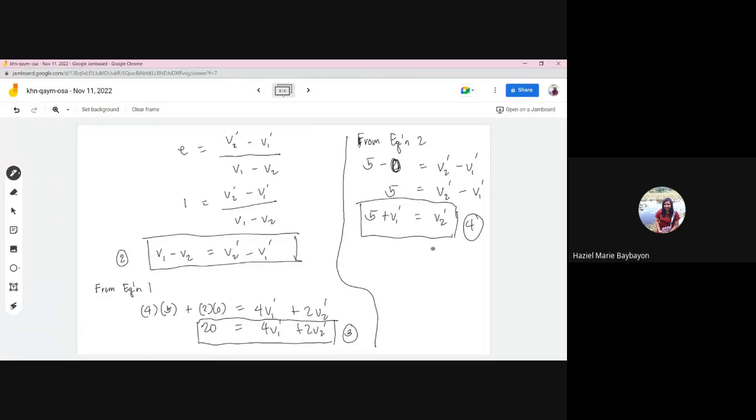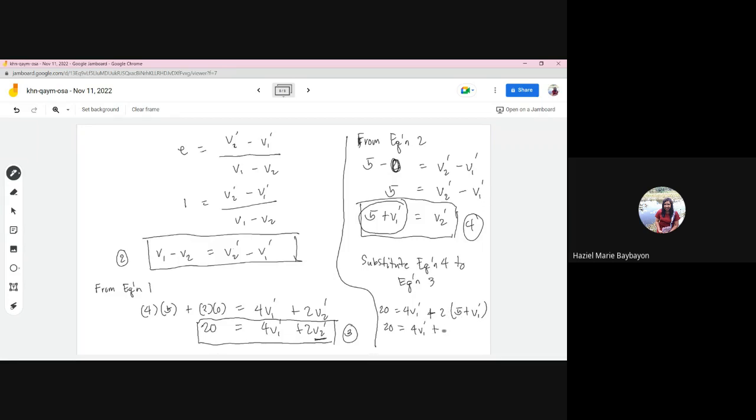Now, we substitute equation 4 to equation 3. Okay. Substitute equation 4 to equation 3. So this V2 here, we replace it with 5 plus V1'. So you have 20 equals 4 V1' plus 2 multiplied by 5 plus V1'. Instead of V2', to simplify, we replace V2' with 5 plus V1' so that V1' is the only variable remaining. So you have 20 equals 4 V1' plus 2 times (5 plus V1'). We have just one variable, so we can solve this now.